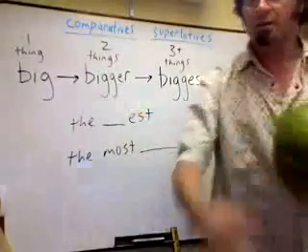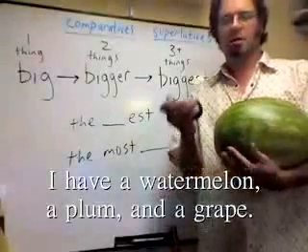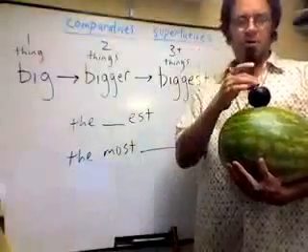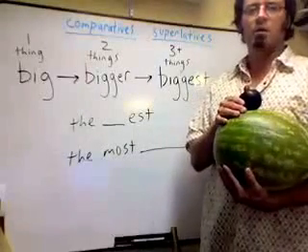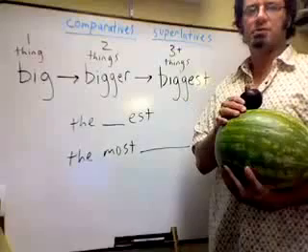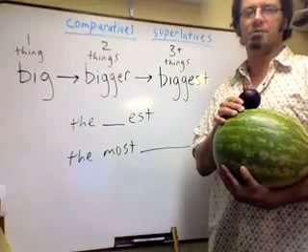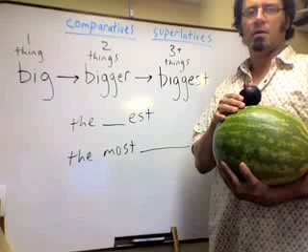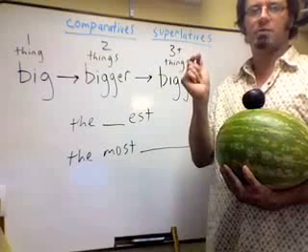If I have three things, I have a watermelon, a plum, and here's a grape. The watermelon is biggest, or the watermelon is the biggest of the three things. The grape is the smallest.